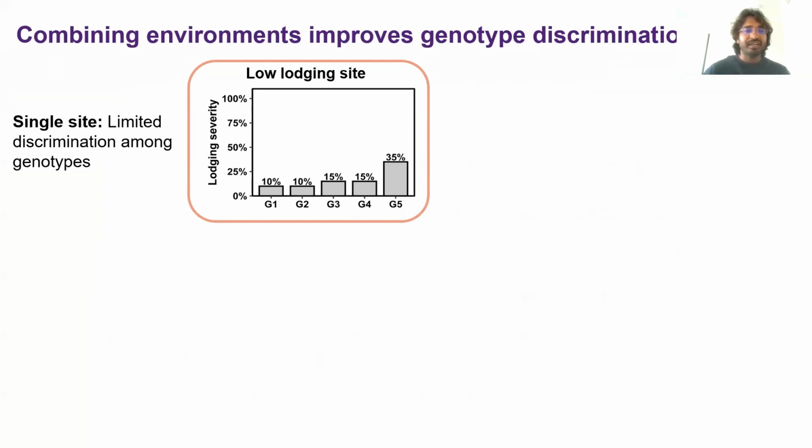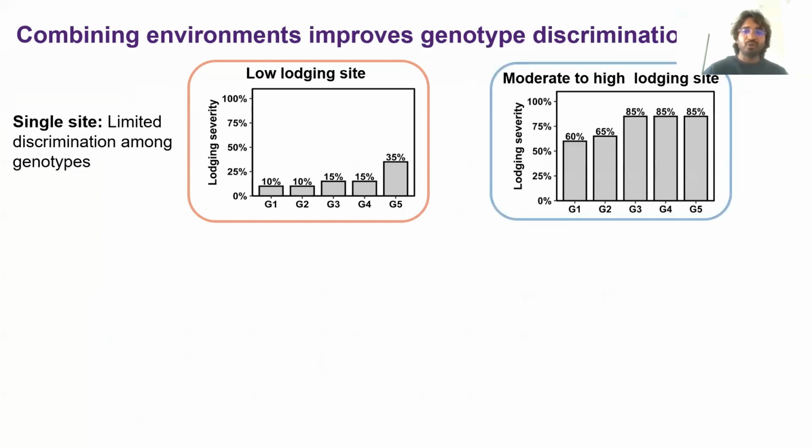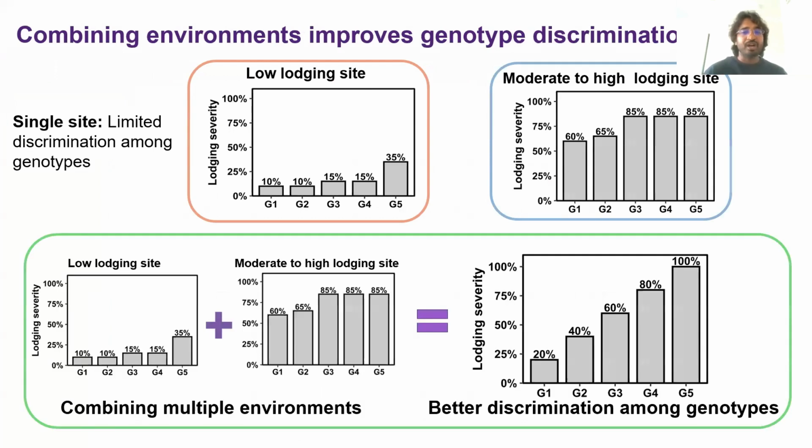In a low lodging site, most of the genotypes look the same at the end, and if we look at a moderate to high lodging site, several genotypes look similar at the end. However, when we combine information from multiple environments, we obtain a clear spread among genotypes. This improves genotype discrimination and provides breeders with more useful rankings for making selections in a breeding program.